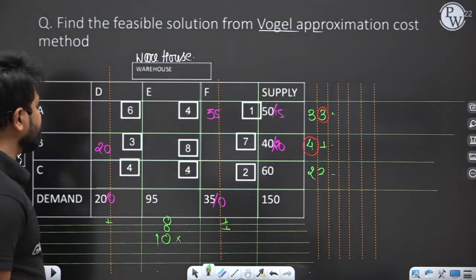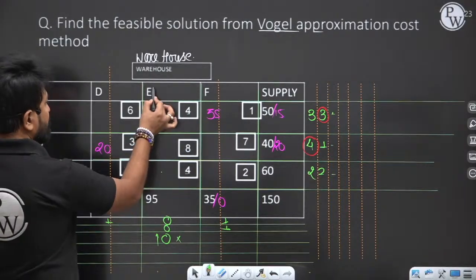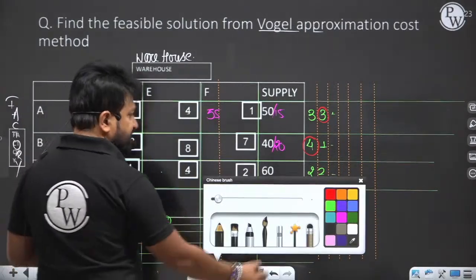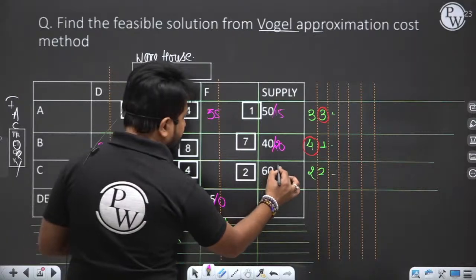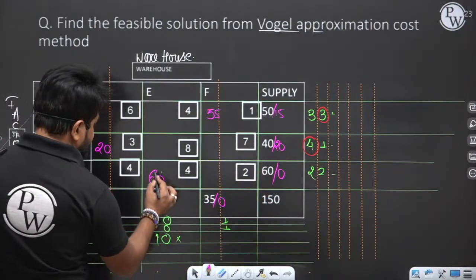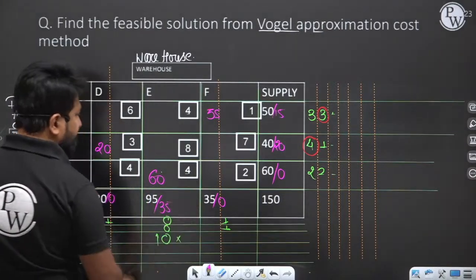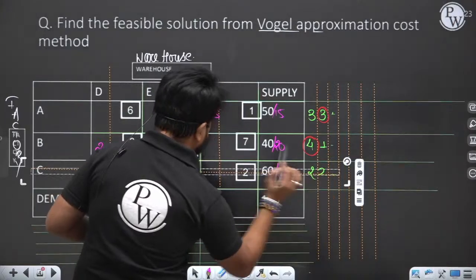Okay, it doesn't matter. So if I am going to select this, it means C is going to supply E. How much can C supply? 60. So here you are going to write 60. Here the supply of C is 0. But here, 95 minus 60 will be 35, my dear. But here C is not going to participate again.